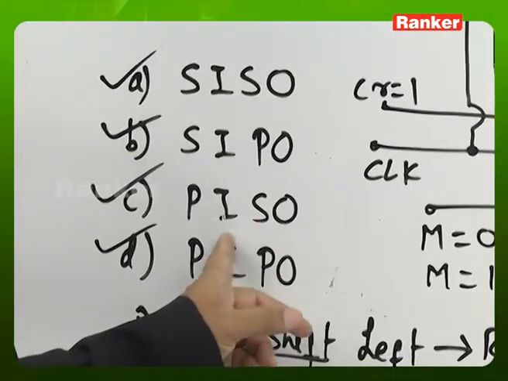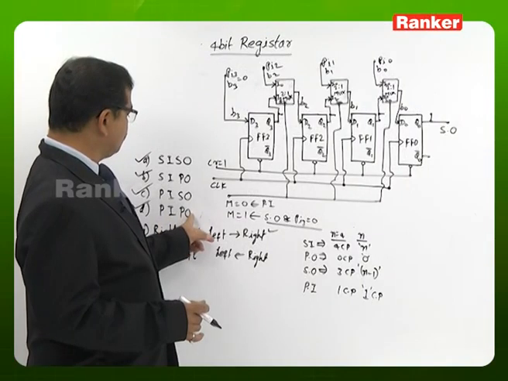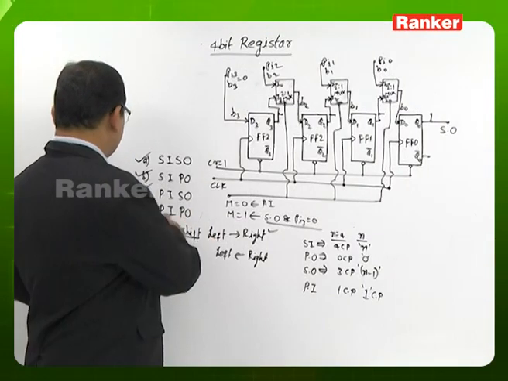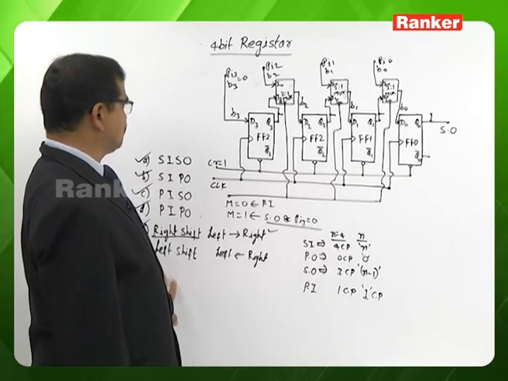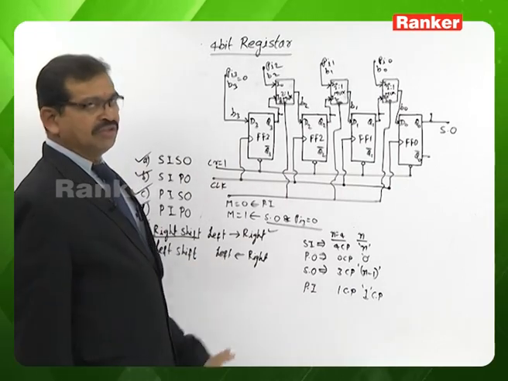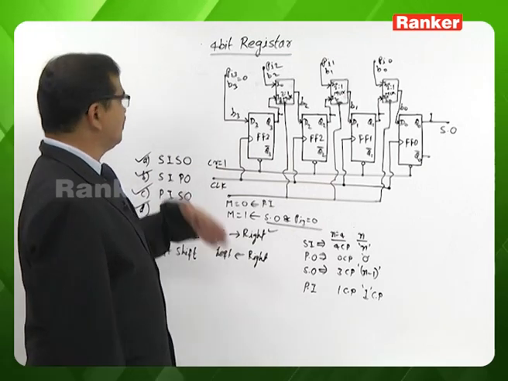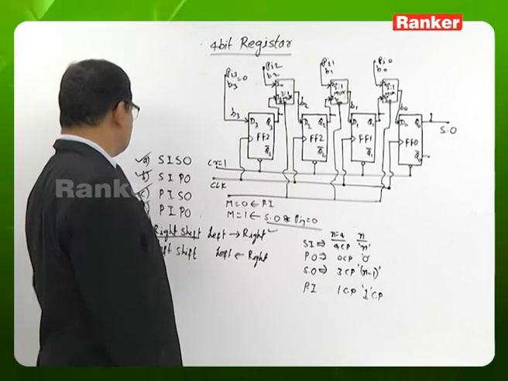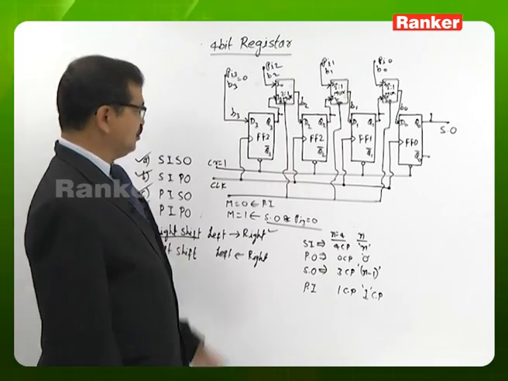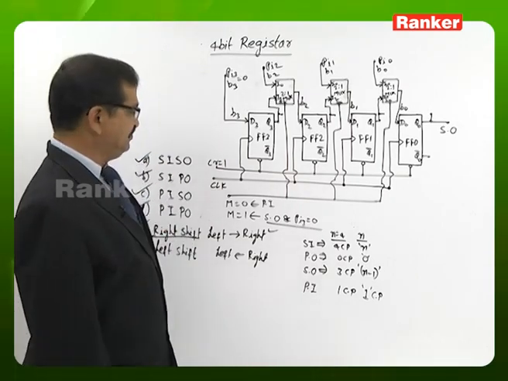input, parallel output, parallel input, serial output, parallel input, parallel output, and also it is having the facility of the right shift. Of course, it is not having the facility of the left shift, so that we should not name it a universal shift register, but in general we can name it a shift register, so that it is a 4-bit shift register with all these facilities except this left shift facility.